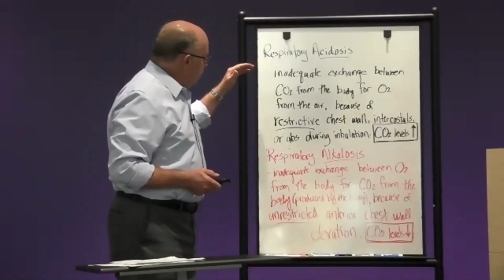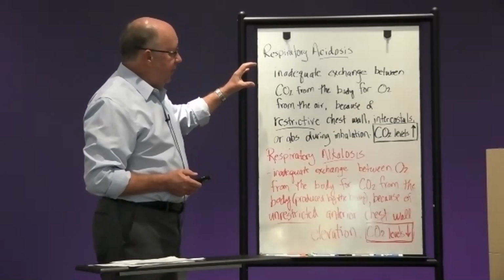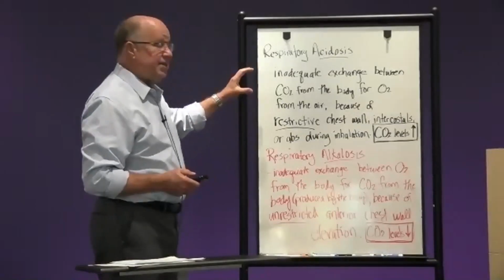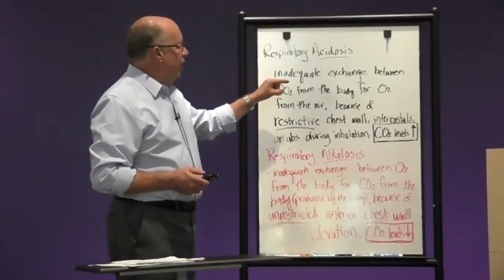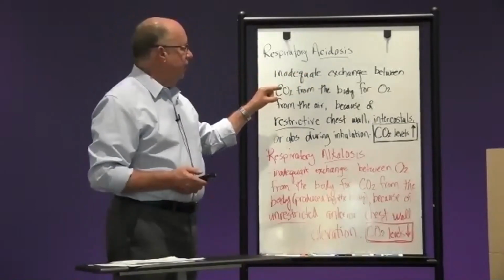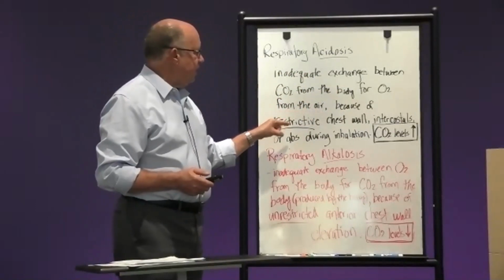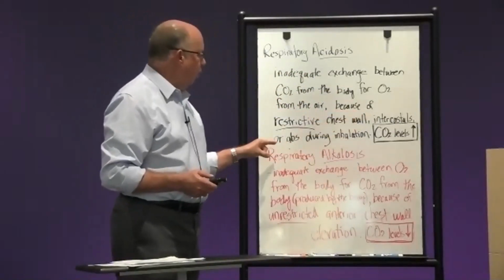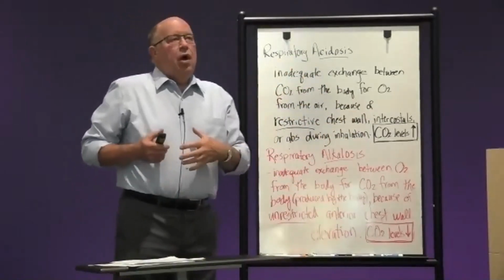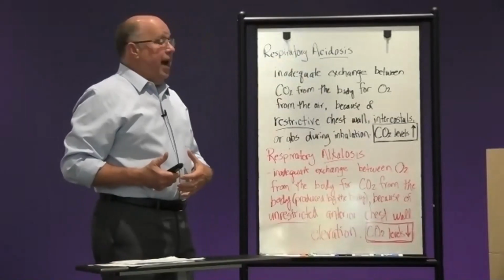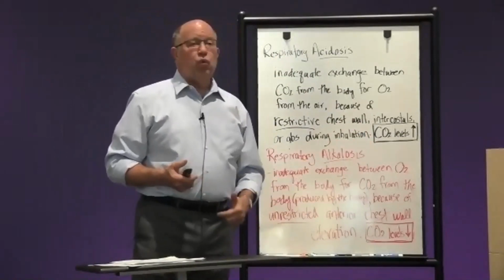I wrote up the words respiratory acidosis, which means, and I'm going to read this to you, and we'll leave it up, and you can write this down if you like, but you have most of this material in your handout. Respiratory acidosis is inadequate exchange between carbon dioxide from the body for oxygen from the air because of the restrictive chest wall, intercostals, or abs during inhalation. So when we have overly restricted activity on one side, especially on the right side, which we often see, our carbon dioxide levels will increase.